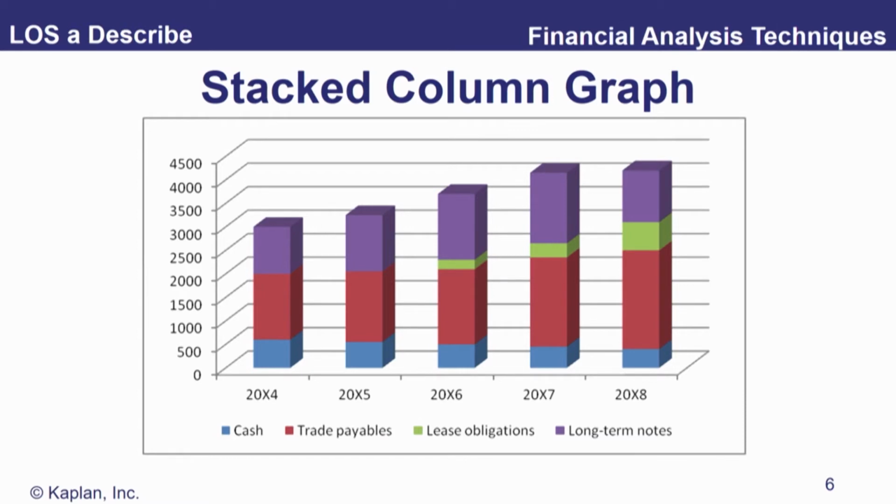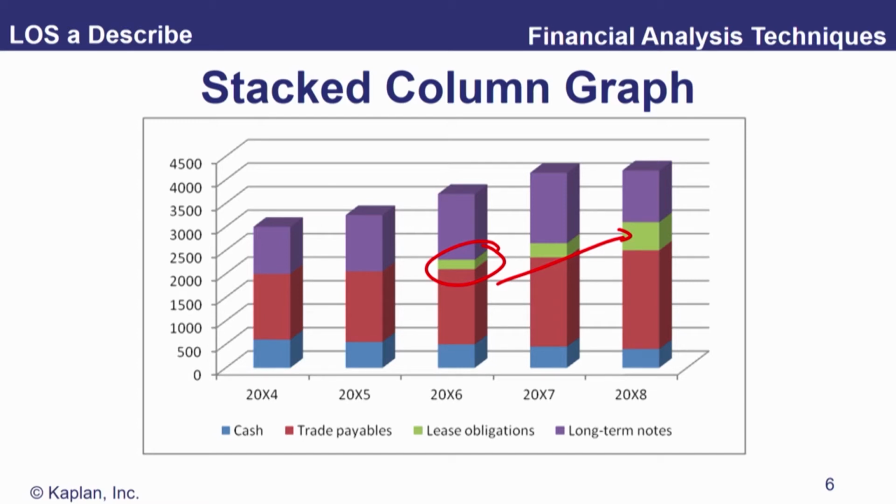Okay, so you can see what we're looking at here. Cash, our trade payables, lease obligations, and long-term notes. So we can actually see, therefore, how the balances are changing over time and compare them. So you can see very clearly in X4 and X5, there were no lease obligations, but we can see in X6, they're entering into lease obligations as our green little area there starts to increase. And you can see that that is actually increasing over time.